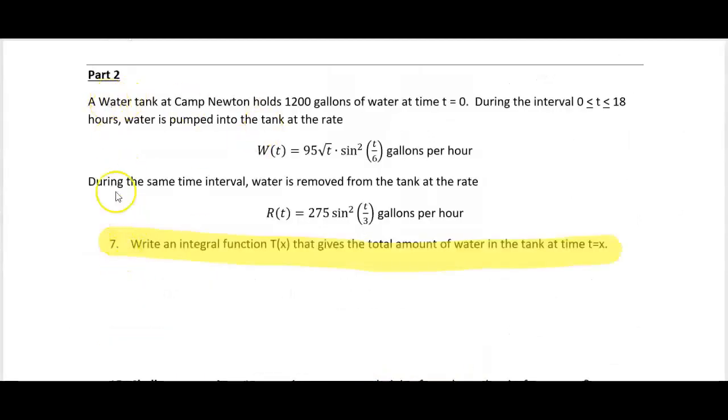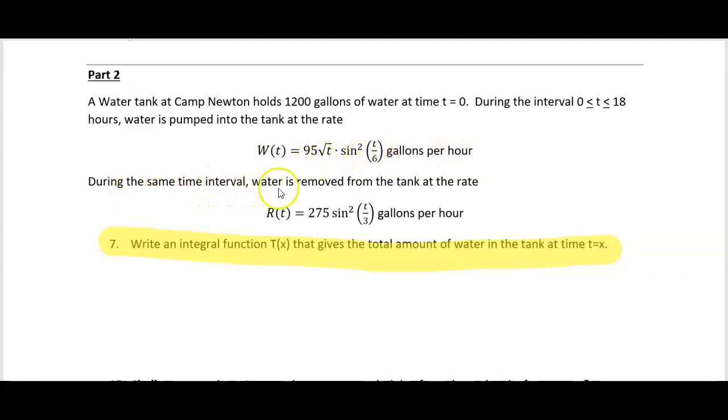All right, so part 2. A water tank at Camp Newton holds 1,200 gallons of water at t equals 0. And on the time interval from 0 to 18 hours, water is pumped into the tank at this rate. So this is how fast water is coming into the tank in gallons per hour at any given time t.